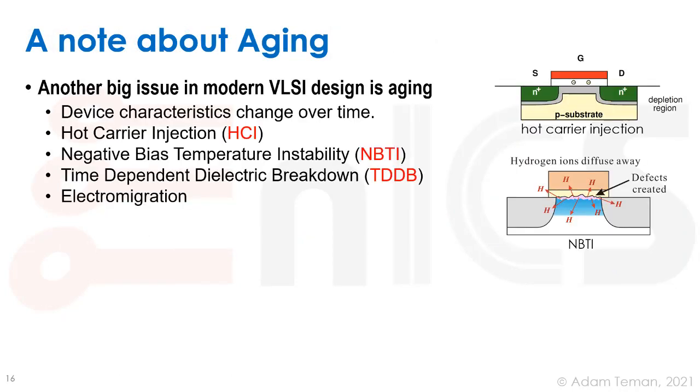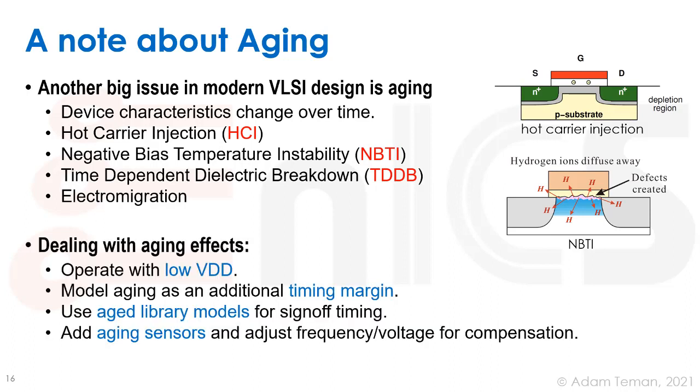Another thing that can affect our timing is aging. So in modern VLSI design, aging, or the reliability over time of our chips, is a big deal. So device characteristics change over time, and hot carrier injection, hot electrons, is something that happens often, and that changes the VT of the transistor. We also have other effects such as negative bias temperature instability, NBTI. We have time-dependent dielectric breakdown, and of course we have electromigration, which we've discussed before.